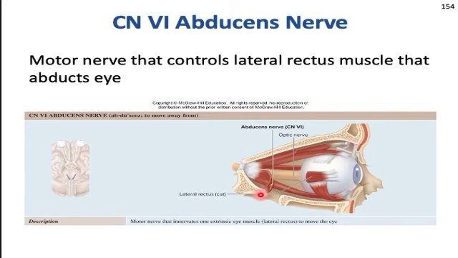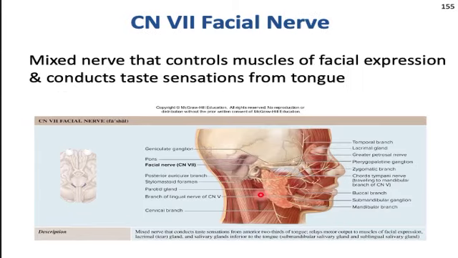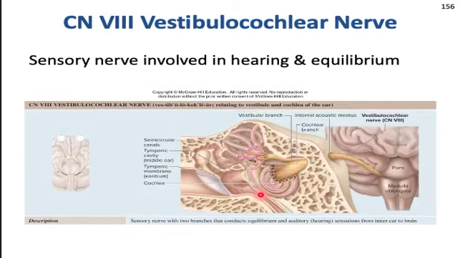The abducens nerve also goes through the orbital fissure and talks to the lateral rectus muscle and lets the right eye look right and the left eye look left. While the facial nerve is a mixed nerve that is motor to the face. So it controls muscles of facial expression, but it has a sensory component. It brings in taste sensations from the tongue, okay, and it also talks to salivary glands in the region. So again, is a mixed nerve.